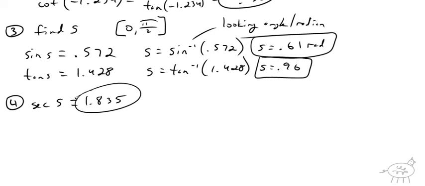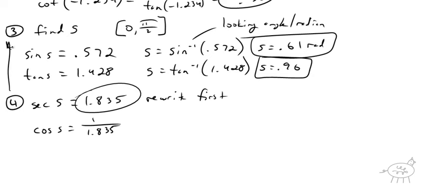Okay, so what you need to do is rewrite this first. I need to write this in terms of something I know, which is cosine of S equals 1 over 1.835. Now this is like number 3. That's all it is. It's just like number 3. So what I'm going to do is the inverse cosine. So S equals inverse cosine of 1 over 1.835. Okay? That's all you do. But you've got to rewrite that into a ratio. That's really, really important.